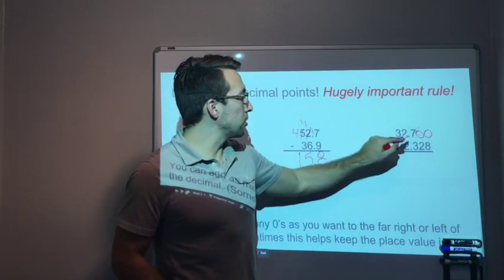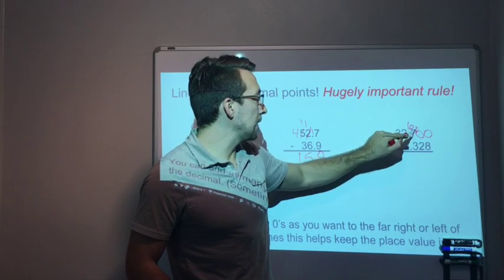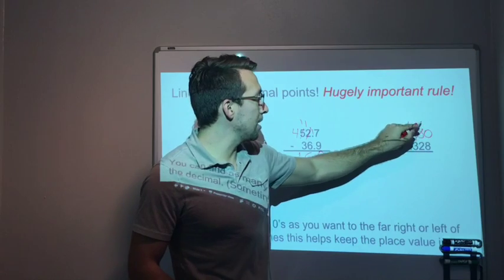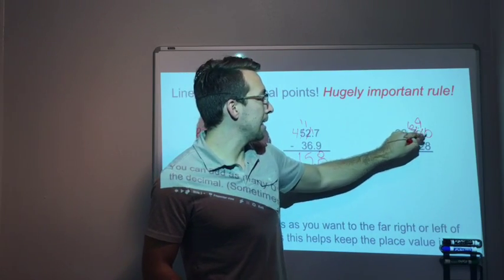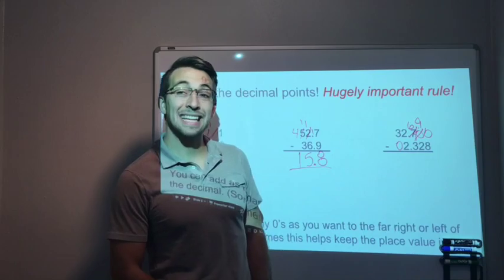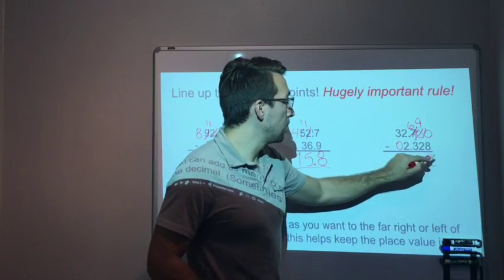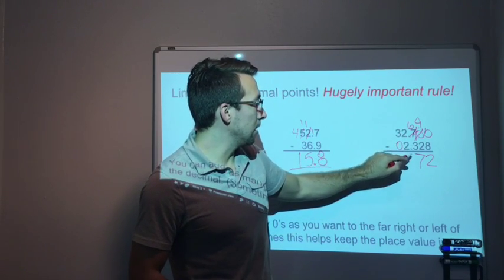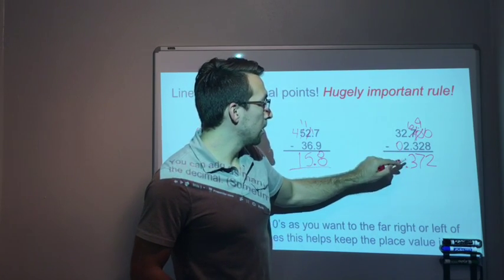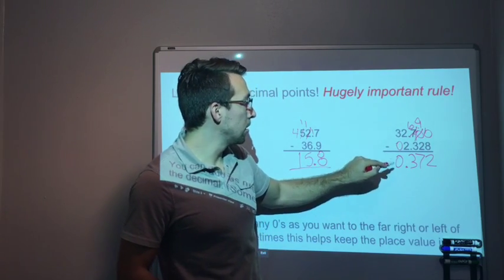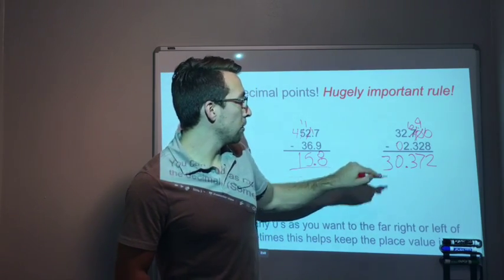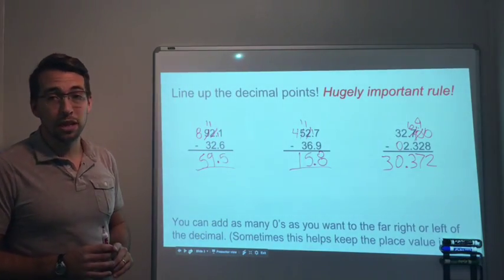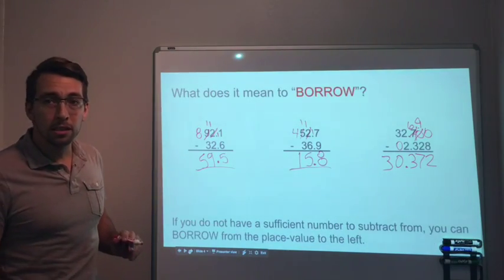0, we don't have anything to borrow there, so we'll go from the 7, 6, and we'll add this 10. Oh, but we still need to get to the far right. So 10, we're going to borrow 9, and now we get the 10. 10 minus 8, 2. 9 minus 2 is 7. 6 minus 3 is 3. 2 minus 2, 0. 3 minus 0, 30. 30 and 372 thousandths.